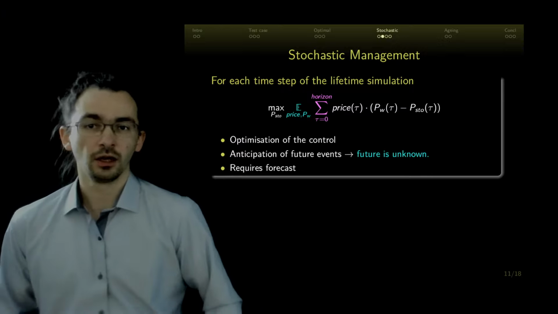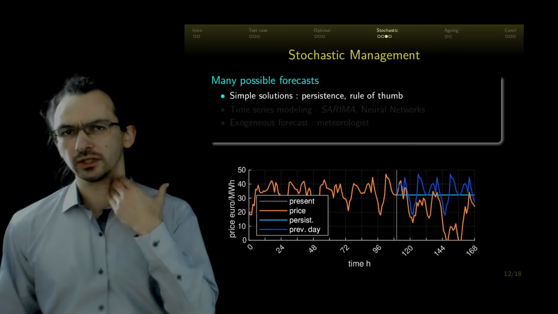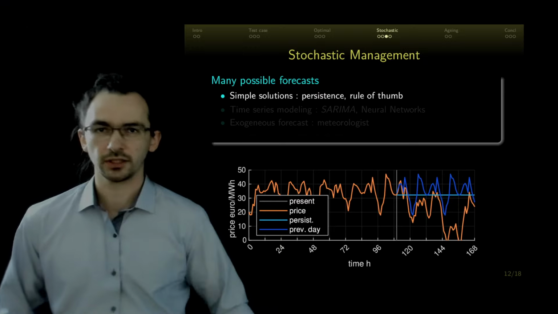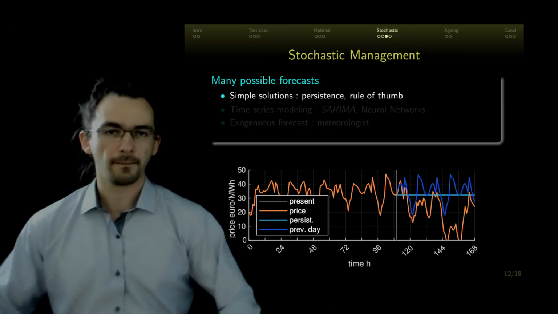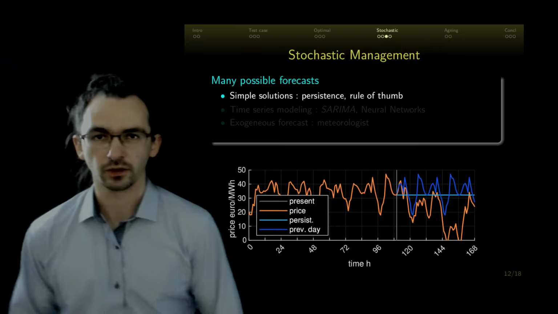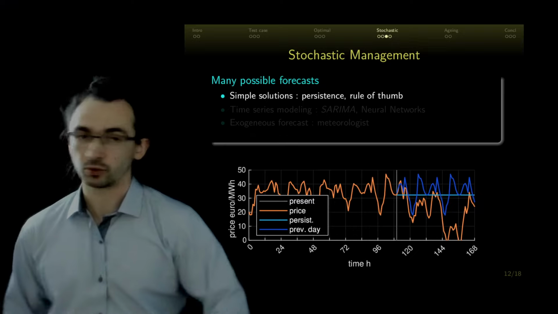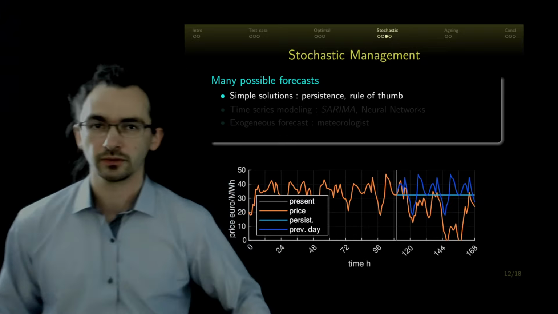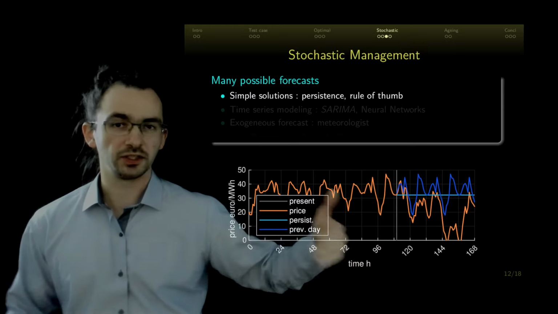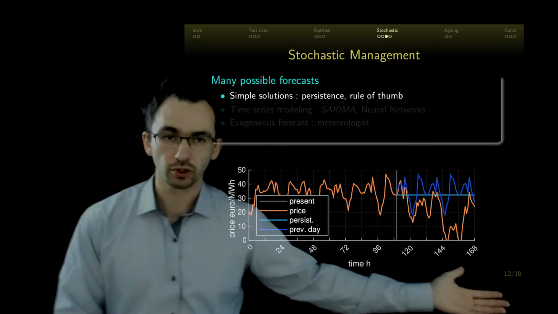And this expectation, of course, is based on a forecast. And when we move to forecasts, we really have a huge biodiversity. It is kind of a jungle of many different options, many different possibilities to build a forecast. I will illustrate it on a time series of energy prices, but we could do the same for the wind production, for instance. We have the gray line, which is the present, so before it is the past, we know it, and after it is the future and we don't know it.